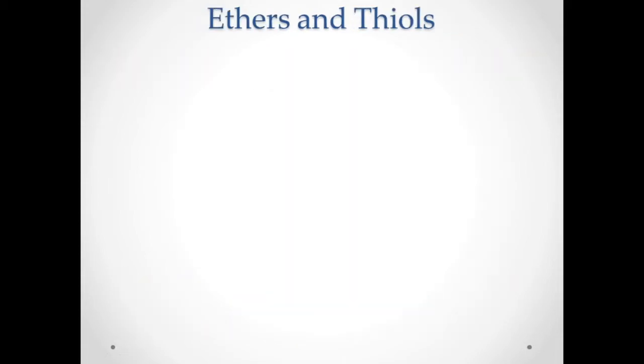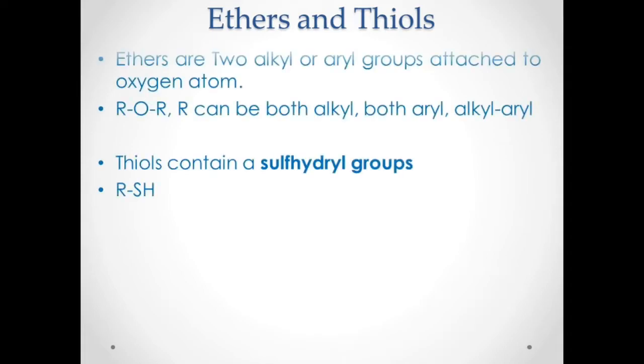Okay, so what are ethers and thiols? How do these differ from each other? The general formula for ethers is ROR. Ethers are two alkyl or aryl groups attached to an oxygen atom. So you have your two R groups, which can be alkyl or aryl, attached to your oxygen atom. Both R can be alkyl, both R can be aryl, or R can be a mixture of alkyl and aryl. Okay, so that is an ether.